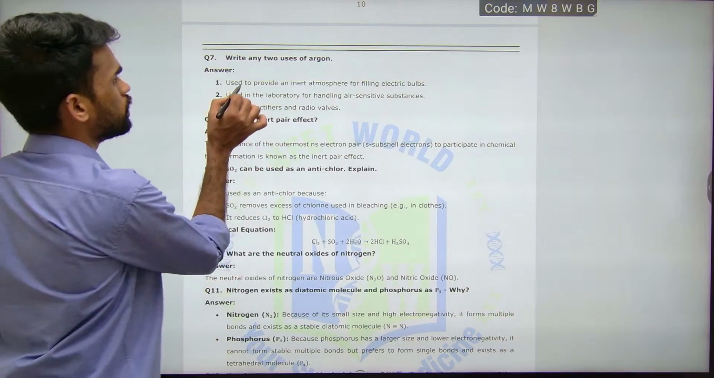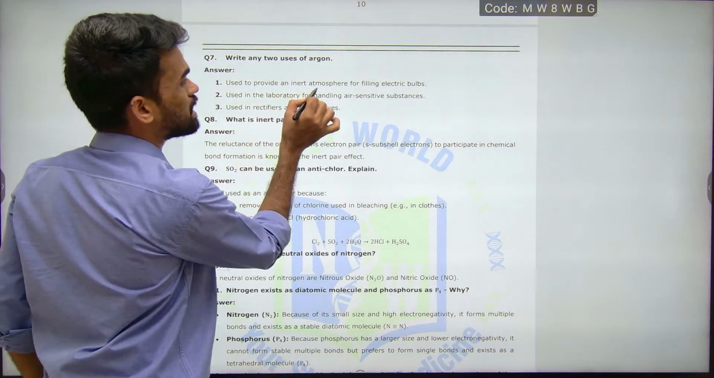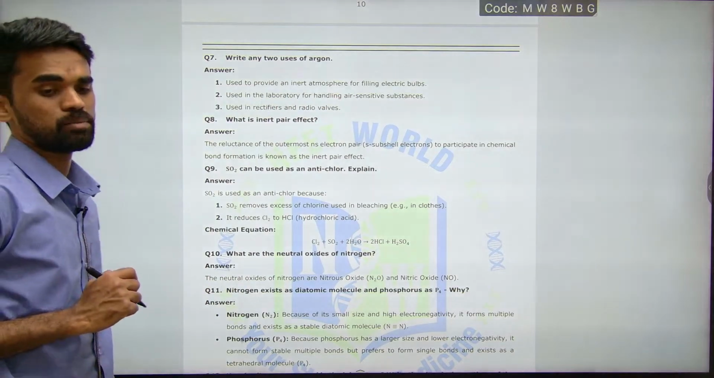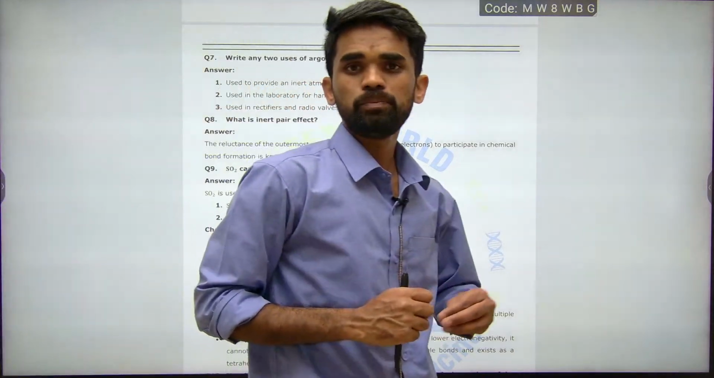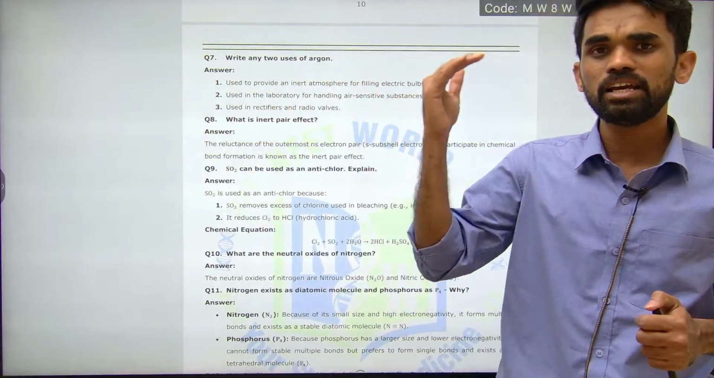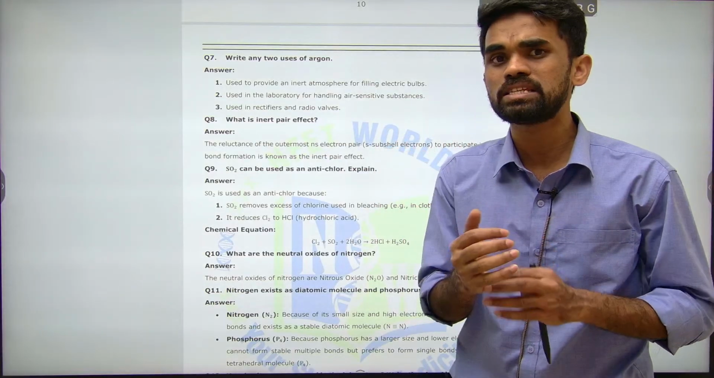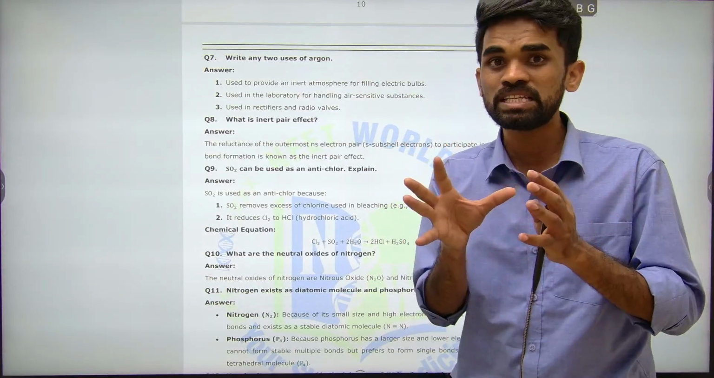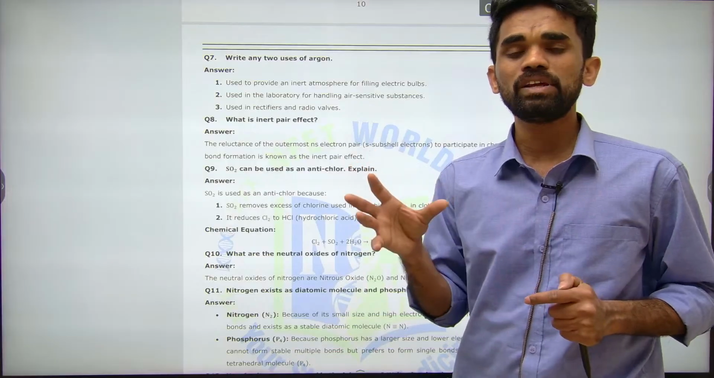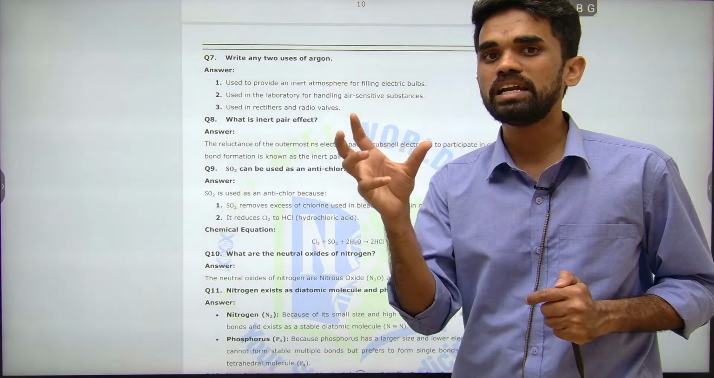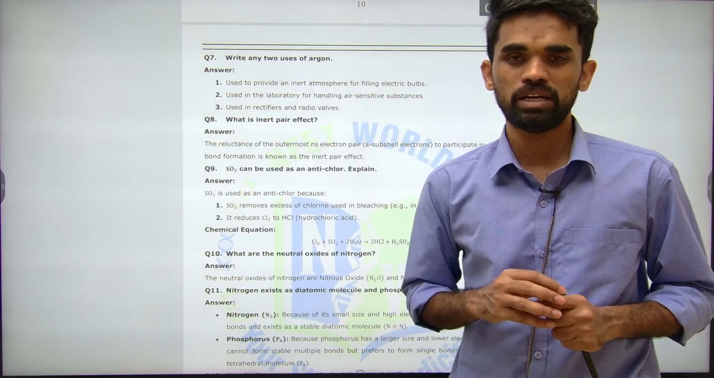Okay, so it is used to provide an inert atmosphere for filling of electrical bulbs. We know argon, krypton, xenon, neon, helium, all these are inert gases, right? So it means they are very stable gases. They will be in the atomic form in the unreactive state. They won't react normally, right?